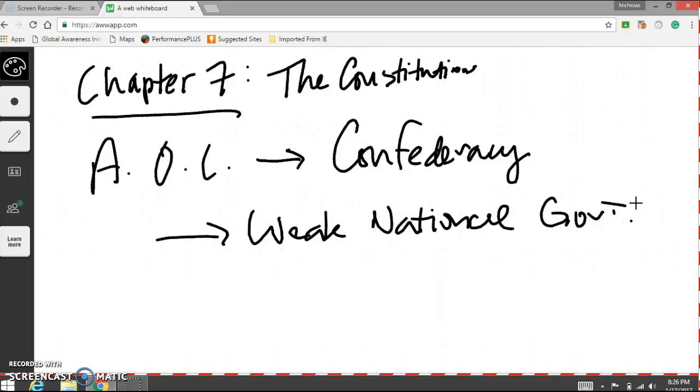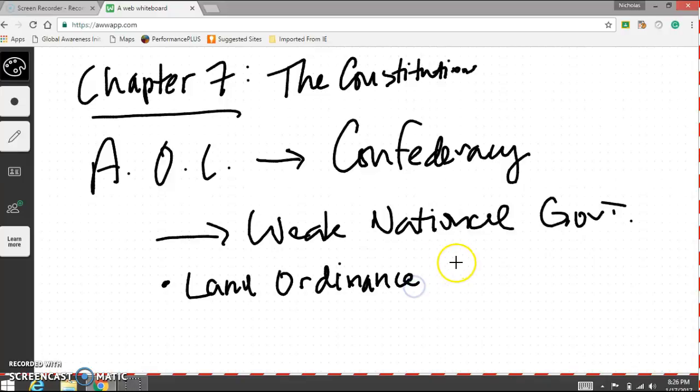The one success that the country did see under the Articles of Confederation were the land ordinances of 1785 and 1787. They set up a system for new states to come into the country and settle some disputes between the states regarding land claims in the West, and may have prevented a breakup of the country. But other than that, the Articles of Confederation was really a weak system.